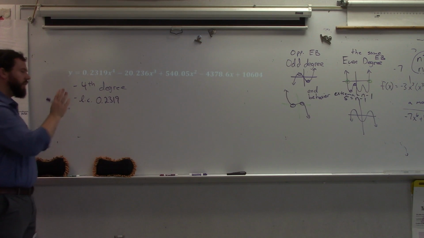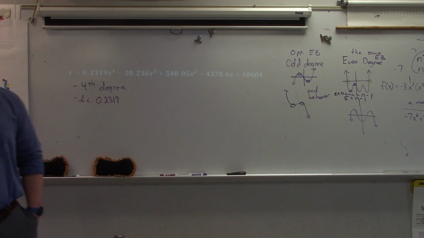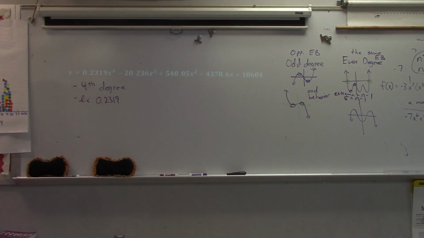Alright, but we need to start putting this stuff together. I agree, fourth degree, leading coefficient 0.2319. But what does that tell us about this polynomial? It's a quartic. Okay, quartic is the name of it. But I want you to start thinking about the graph of this. What do we know about the graph of this polynomial based on the fact that it's fourth degree and the leading coefficient is 0.2319? The starting point. Give me one thing. Not everything, just one.